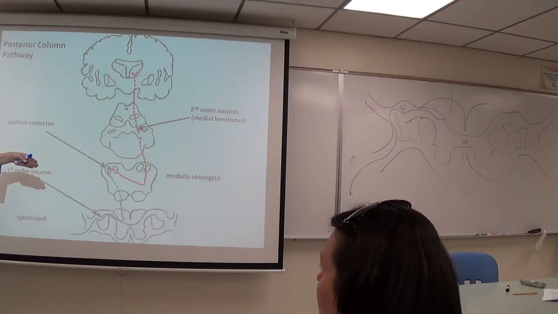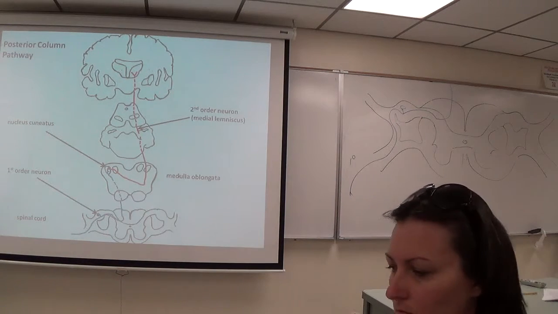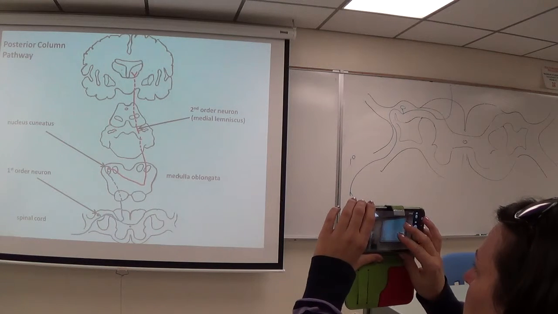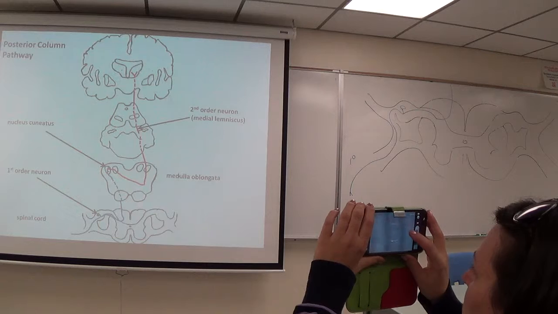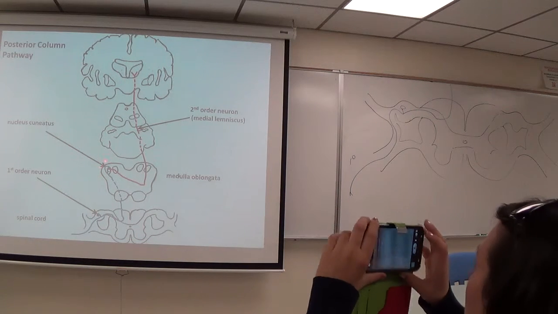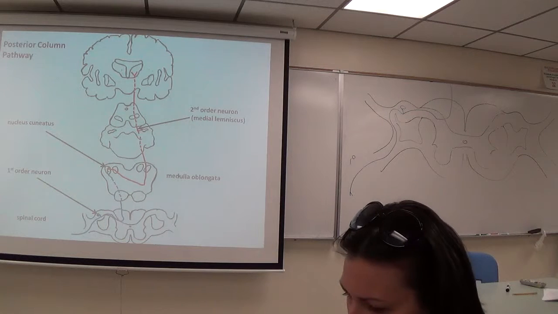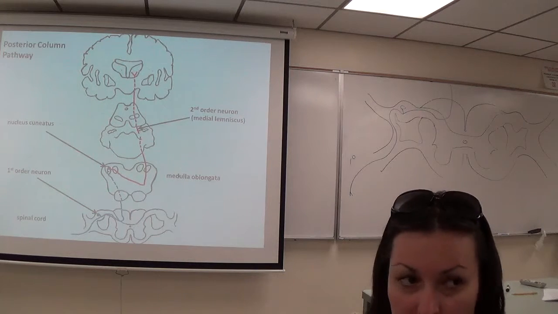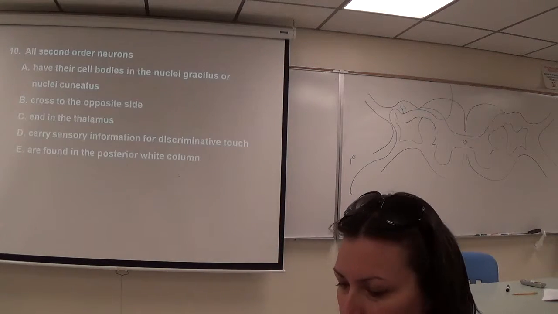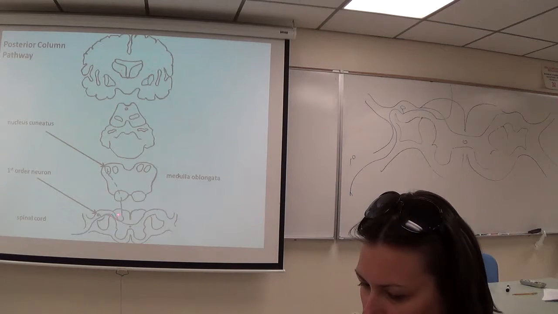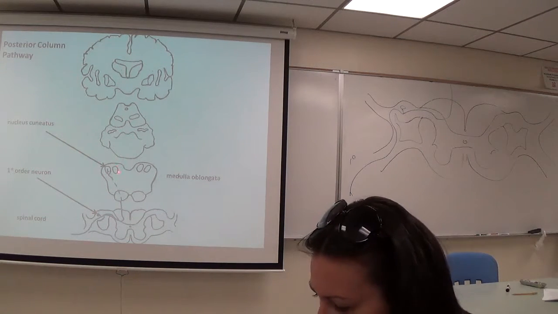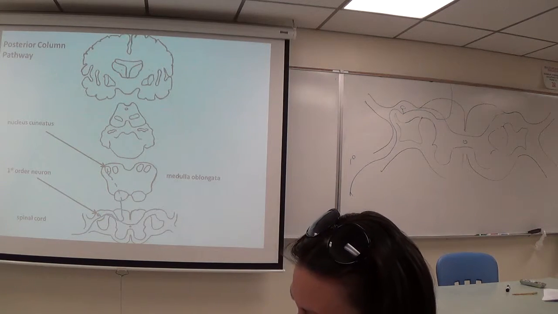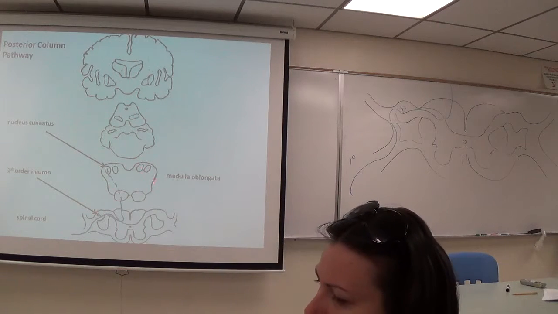Question: does it matter which side the first order neuron goes through? It hasn't crossed over yet, so it's going to go to the nucleus on the same side that the first order neuron was from. If it's coming from the leg, it will go to that one. Since it's coming from the arm, it's going to this one. If it's coming from the other side of the body, then it would go over to this side.